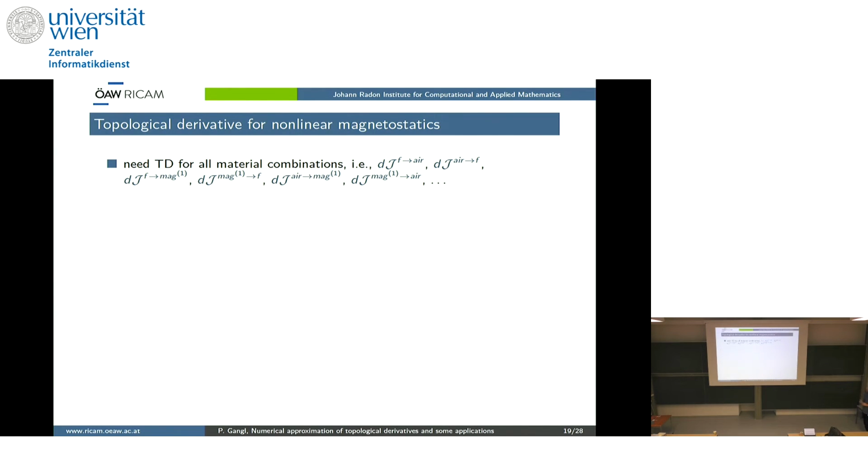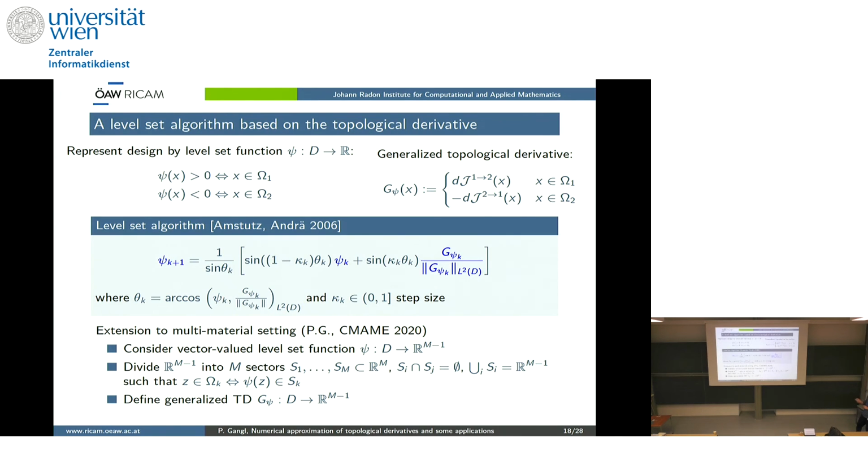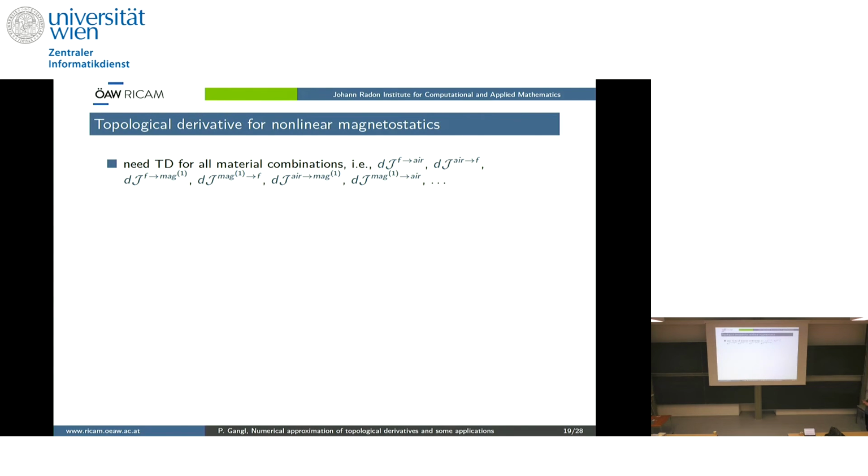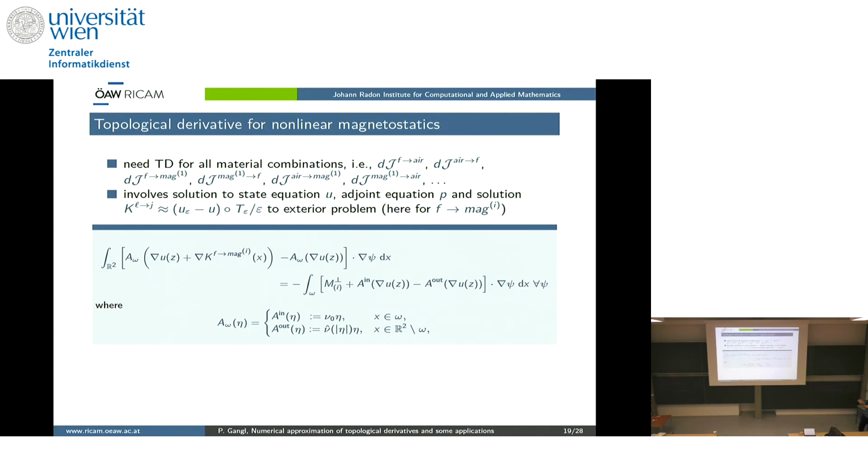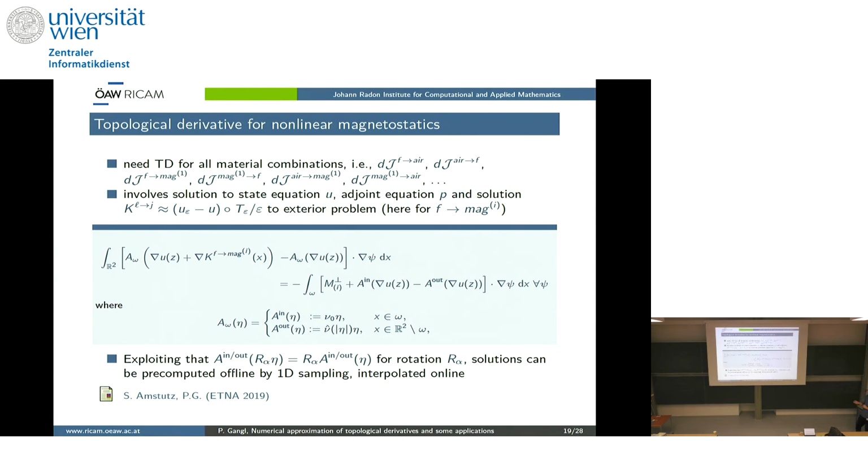And okay, one more slide of details. Of course, you need all kinds of topological derivatives from material i to material j. In our particular application, we have 10 materials, so we need all combinations of different materials, from ferromagnetic material to air, to magnets, to magnet 1, to magnet 2, and so on. All of these formulas include solutions to exterior problems, so you need to pre-compute quite a few of these exterior problems. This is the K equation in the case of this quasilinear PDE. However, you can do this.